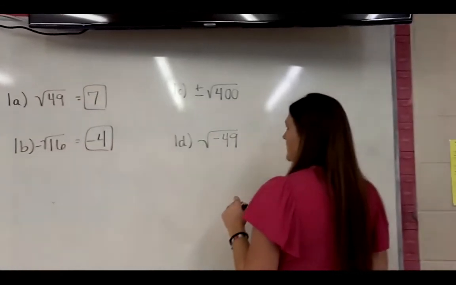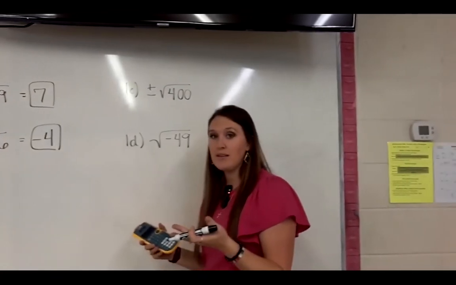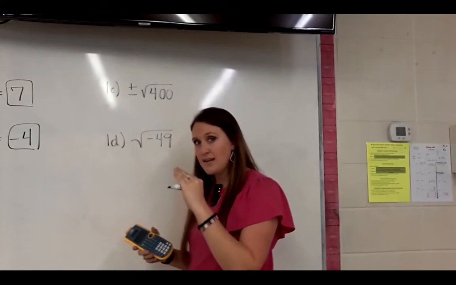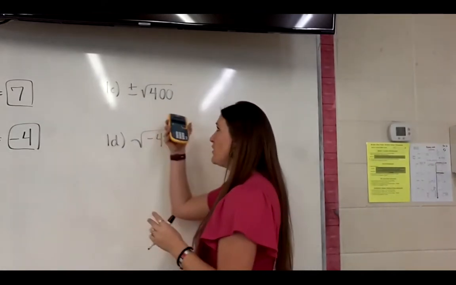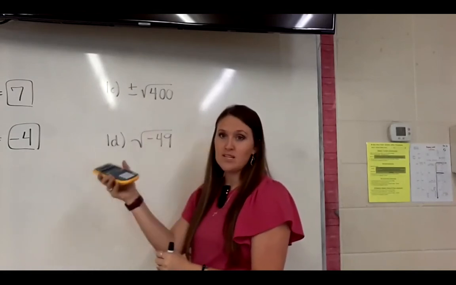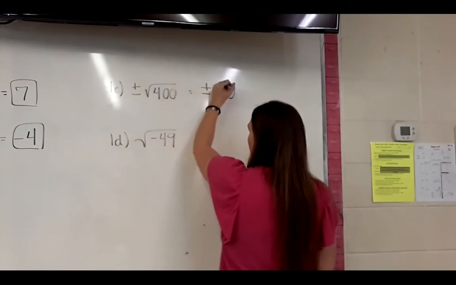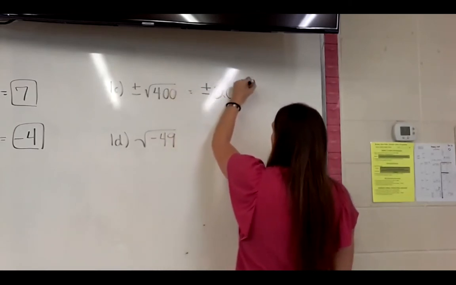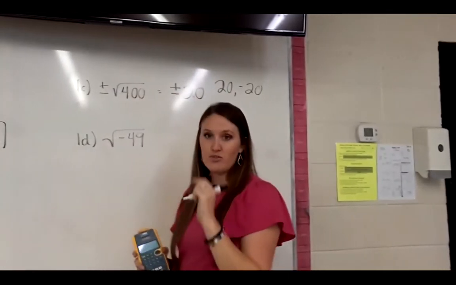On c, we have plus minus square root of 400. Just to recap again, when you have plus minus square root, that means they want the positive and negative answer, because the square root of 400 is 20. 20 times 20 is 400. When it says plus minus, that means they want both answers, but rather than writing 20 and negative 20, we just put plus minus 20. That means both of them.